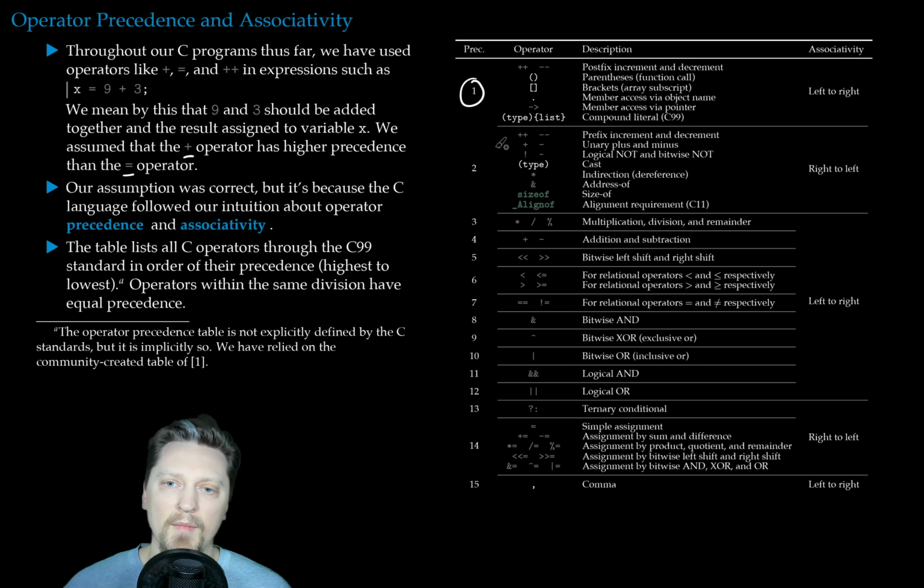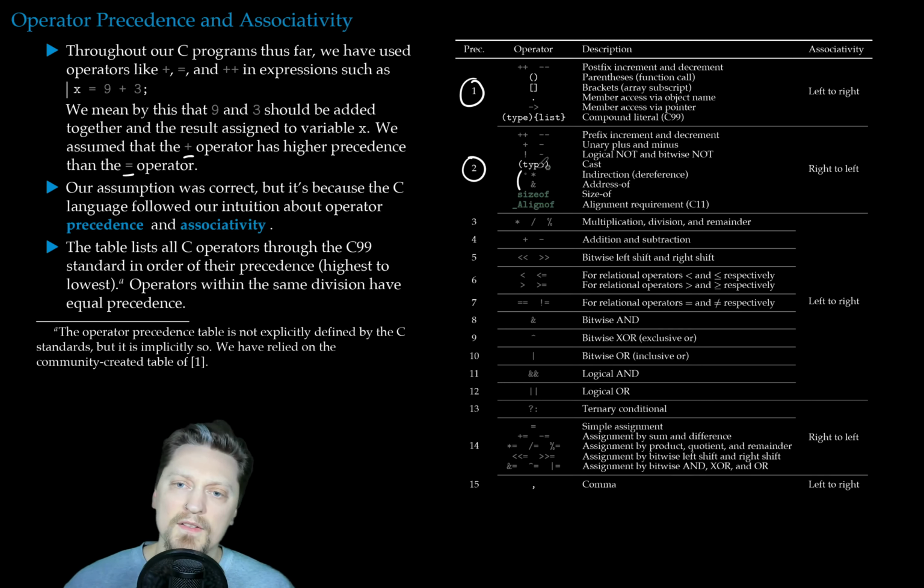Unary plus and minus. Logical not and bitwise not. Cast, indirection, the dereferencing operator. The address-of operator, we saw these two used with pointers, right? Sizeof and alignof all have precedence 2. 3, multiplication, division, and remainder. 4, addition and subtraction. And then we continue on down the list. So this table has essentially all of the operators that we will use in descending order of precedence.